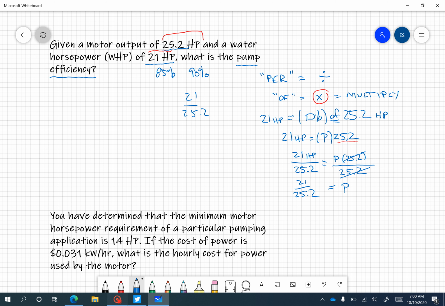At that point, we just do the division problem. 21 divided by 25.2 equals 0.833. And remember, percentages are expressed as decimals. So we can rewrite this as 83.3%. So that's how to do that problem.